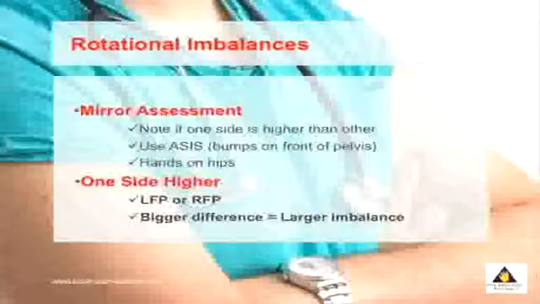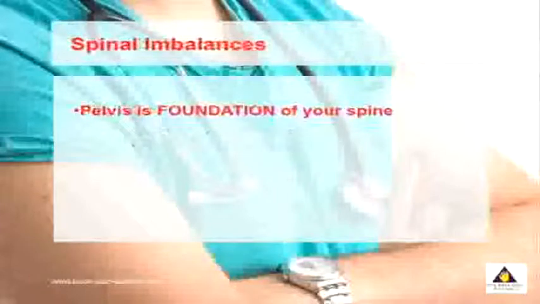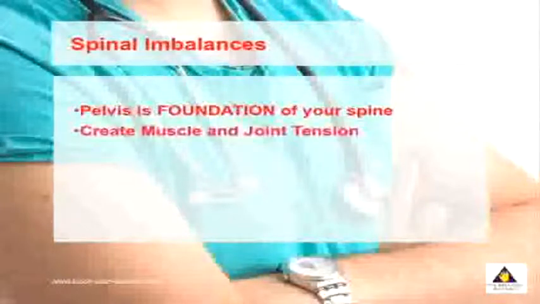Now, the bigger the height change, the bigger the imbalance is occurring in your spine. And also you can look at the side view of your posture, and this is what detects what's called a tilt type imbalance, where you can have a sway back where the curve in your low back is a lot greater, or you may have a flattened spine. Now it's the pelvis which is the foundation of your spine, and it's the imbalances that are centered around here that can create pain throughout your spine, causing both muscle as well as joint tension.